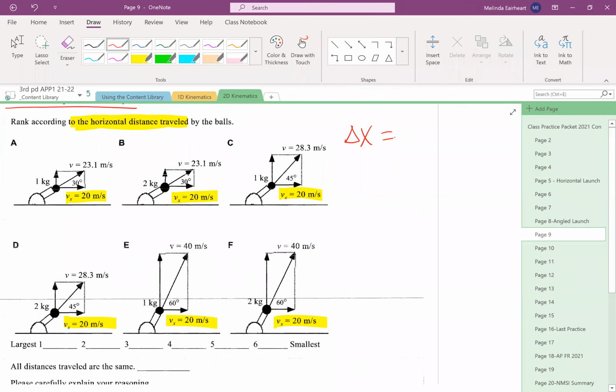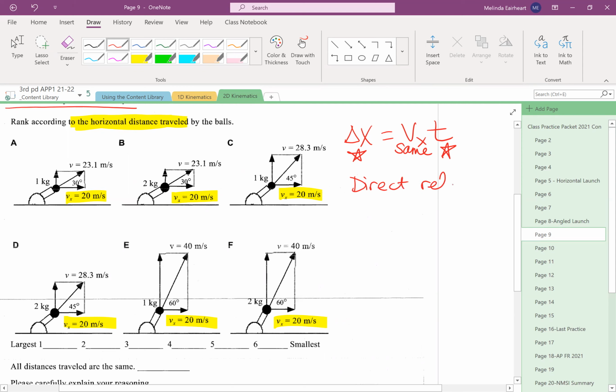Delta X equals horizontal velocity times time. Well, horizontal velocity is all the same here. So does that mean they all have the same range? No, it depends on who has more time. Notice this is a direct relationship.